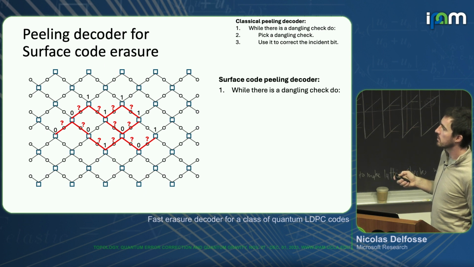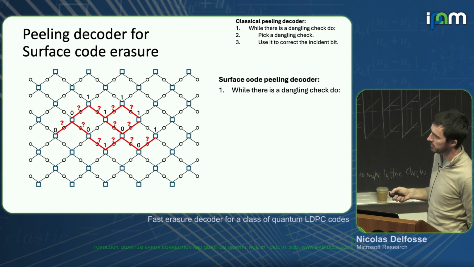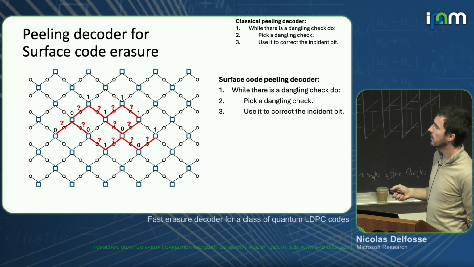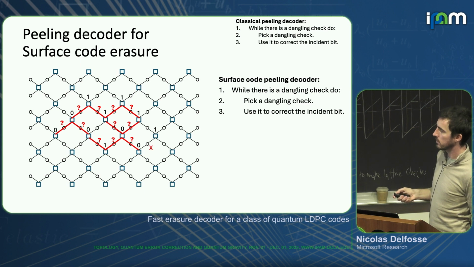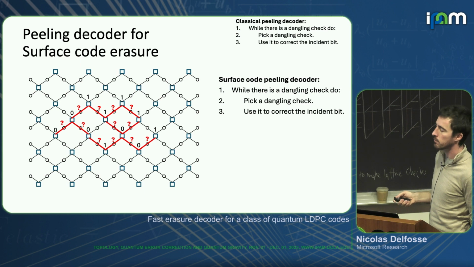So the algorithm is going to start by the same thing: while there is a dangling check. A dangling check is this one, for instance. It's incident to a single erased qubit. You pick a dangling check, and you use it to correct the incident qubit. So here we're going to use this check to correct this qubit. And how does it work? We know that this check has value 1. It's telling us that there is an odd number of x errors on the incident qubits, but they can only be inside this erasure. So it must be an x. We must have an x here.